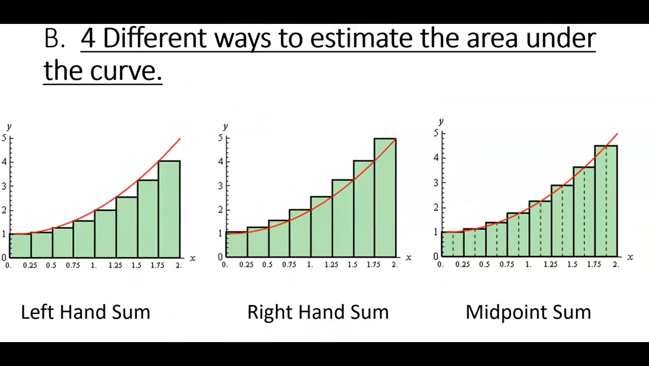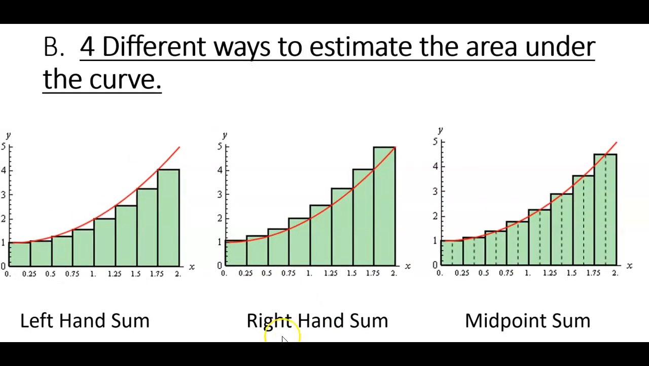All right. There are 4 ways to do this, and we have to know all 4. There's the left-handed sum. That's where each of your rectangles touches the curve at its left corner. A right-handed sum is where each of your rectangles touches the curve at its right corner. A midpoint sum is where the rectangles touch the curve at the midpoint of their base, up there at the top. Now, which one of these would give you the best estimate?